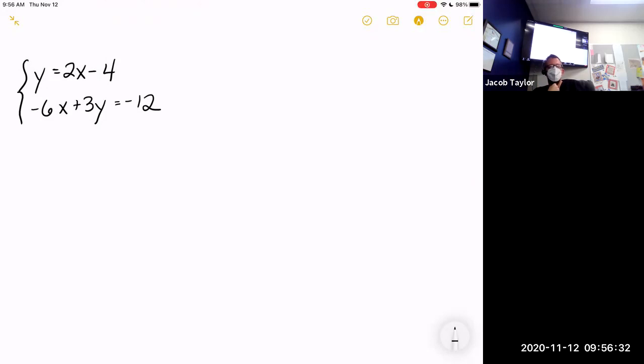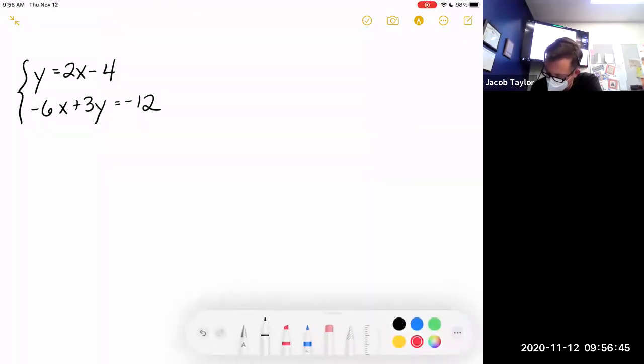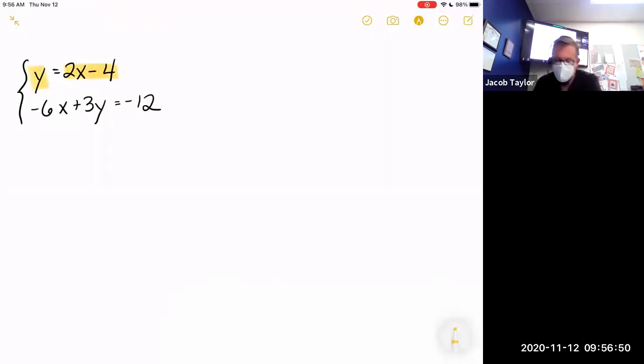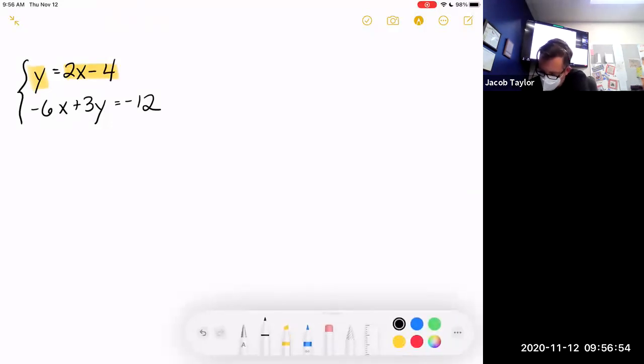It's in slope-intercept form, but I don't really care about that because I'm not going to graph them. The thing I like the most about the first one is that there's already a variable isolated. It's already y equals, which is good. It means I'm already ready to do some substitution. Y and 2x minus 4 are the same thing. So I'm going to take my second equation.